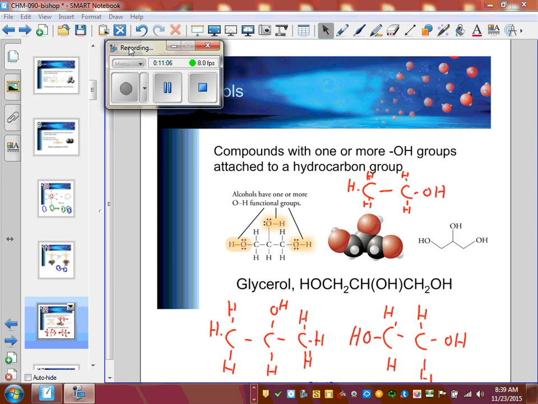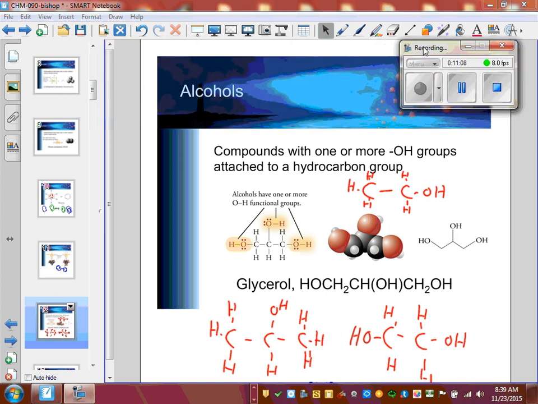We're now going to cover functional groups. We can attach other groups to it. Alcohols. An alcohol has an OH attached to one of the carbons, at least one. So this one, which has 3 OHs and 3 carbons, is called glycerol, or glycerin.